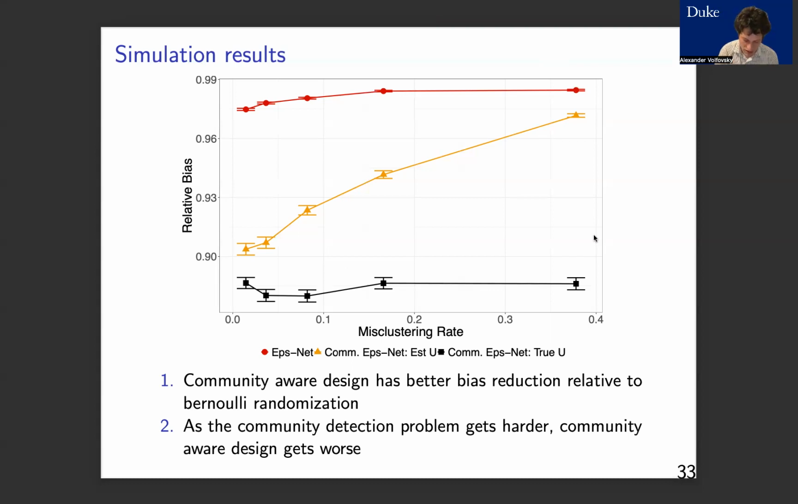So even if we are doing fairly poorly on community detection, which is very common, we should still be able to recover some kind of higher quality estimate than just randomization, sort of Bernoulli randomization, or even the original graph cluster randomization.